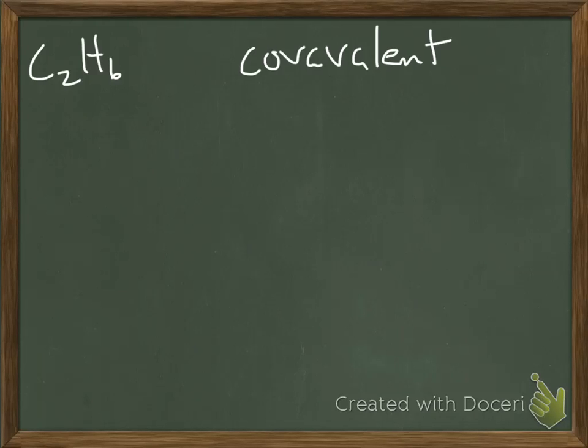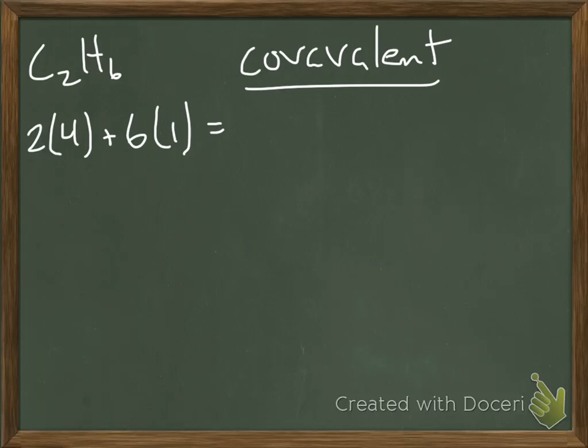Alright, ethane, C2H6. You got to put your carbons in the middle. First of all, this is covalent because they are all nonmetals. Let's count up the valence electrons. We have 2 carbons, those each have 4. We have 6 hydrogens, those each have 1, for a total of 8 plus 6 is 14 electrons. Let's put the C's in the middle. Put the H's around the C's.